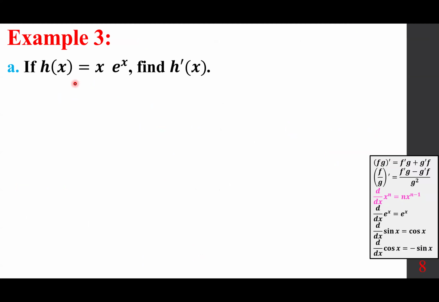If h of x is x e to the power of x, find h prime of x. Well, we notice this is the product of x and e to the power of x. We put a raised dot in between. We call it f times g, and we're going to go with the product rule again.